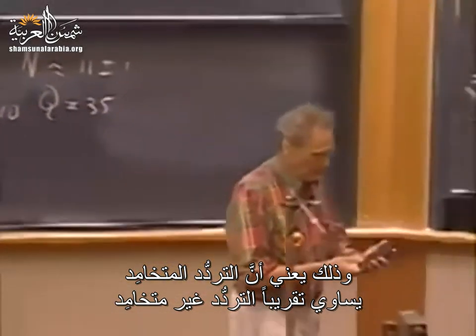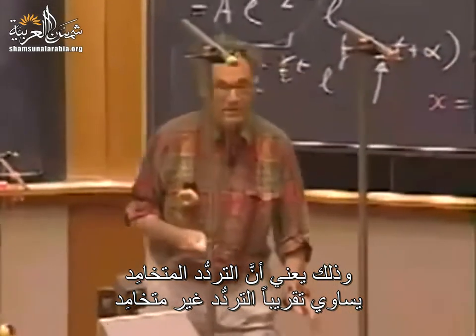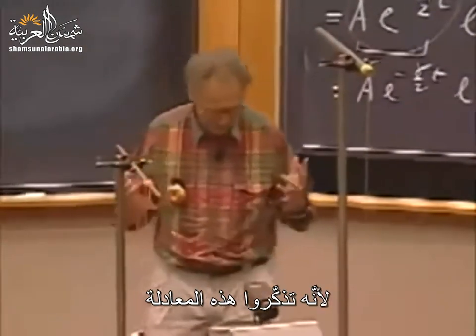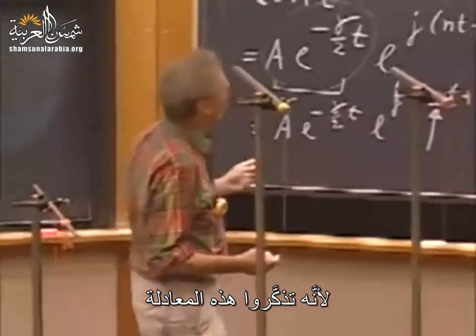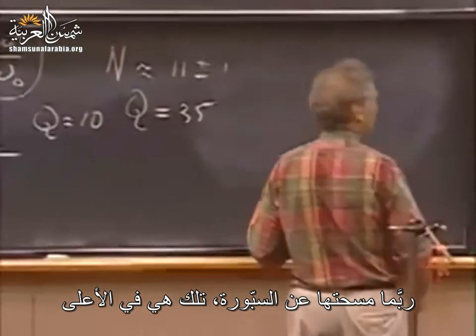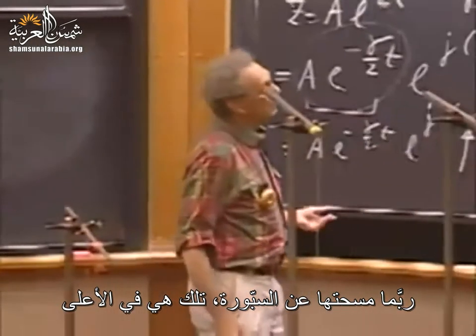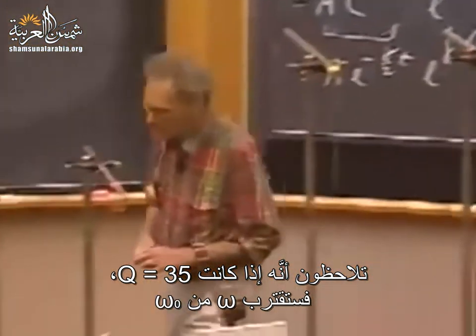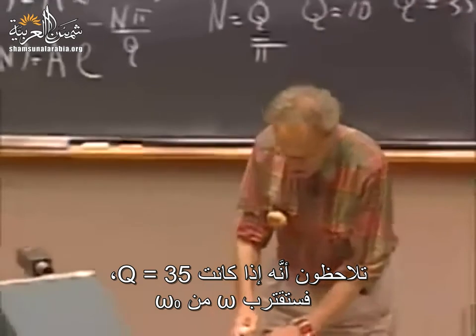35. That means the frequency damped is almost identical to the frequency undamped, because remember this equation, the 1 over 4. Oh, I erased it perhaps, but yeah, you have it up there. If Q is 35, you can see how close omega is to omega 0.